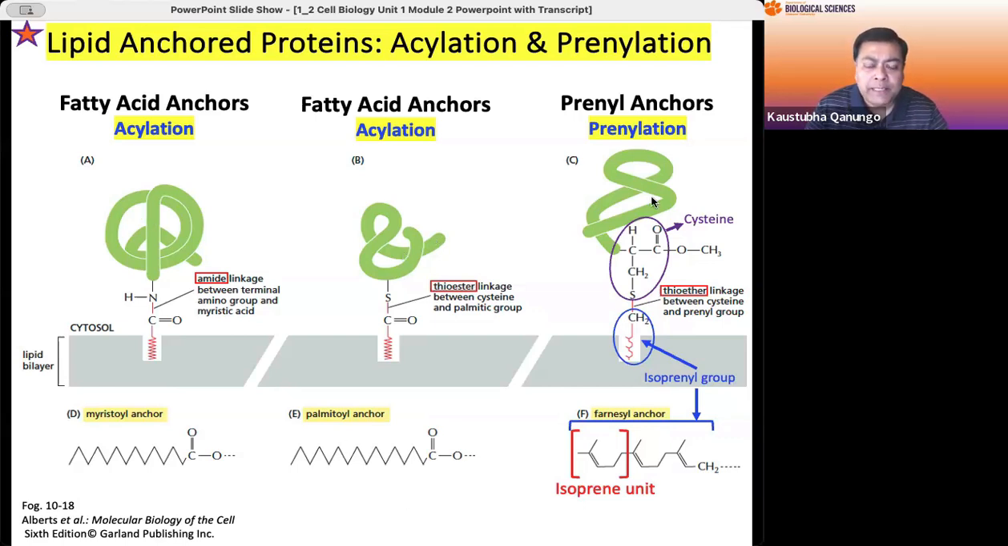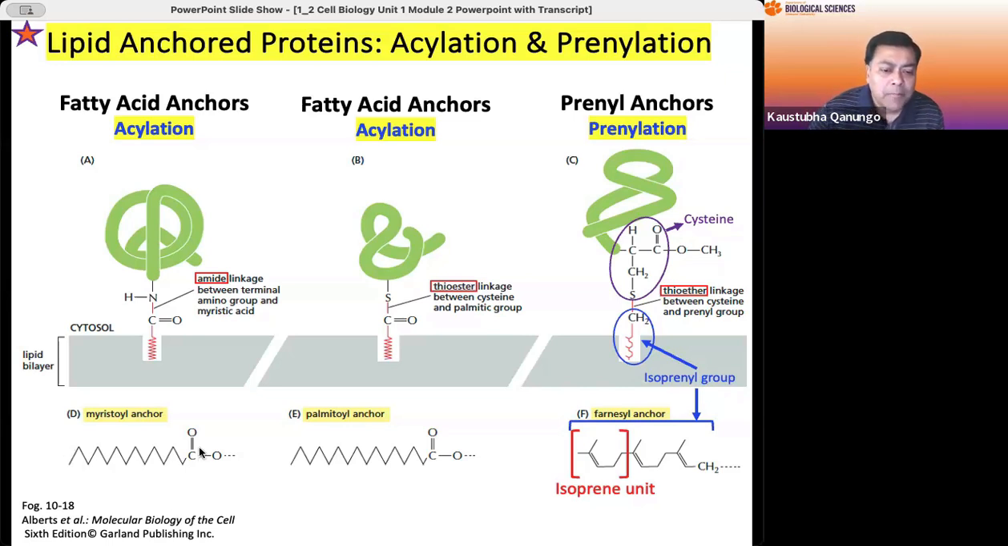Each one of them is a protein, and the proteins can be anchored on the membrane with the help of a fatty acid. And the anchor can attach itself to the N-terminal. It can attach anywhere in the middle of the protein, or in the C-terminal. That's the basic difference. Now, the second question is, what kind of anchor?